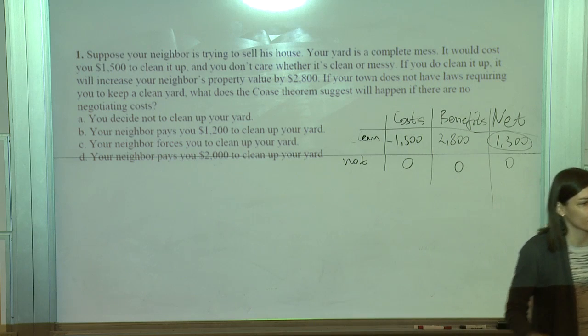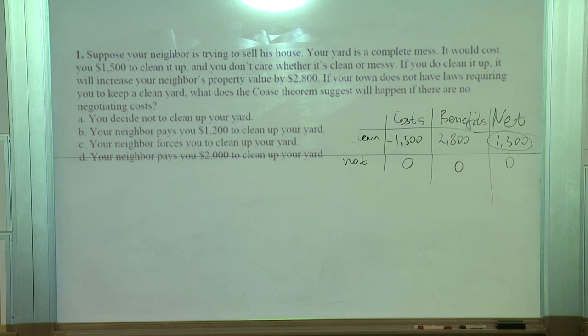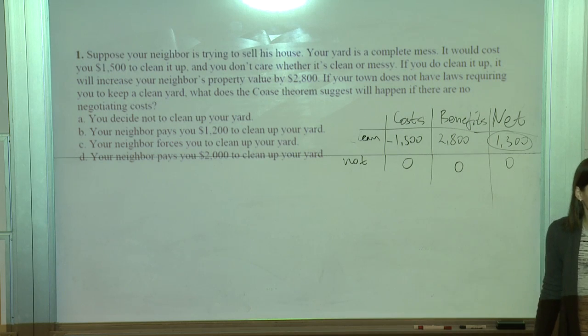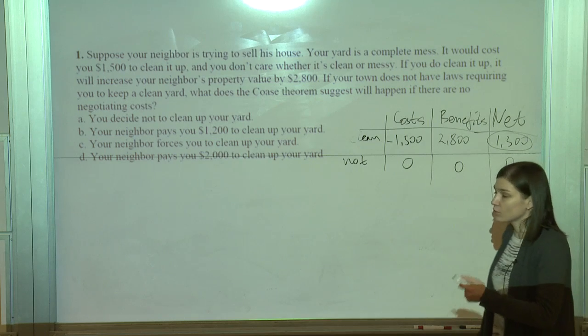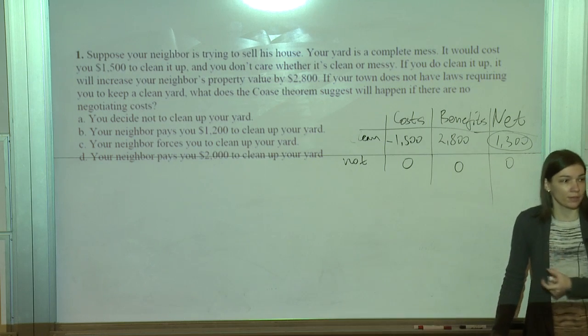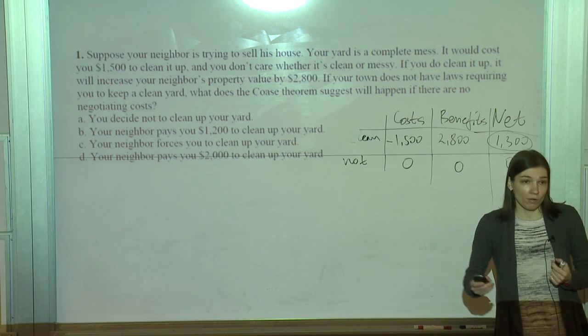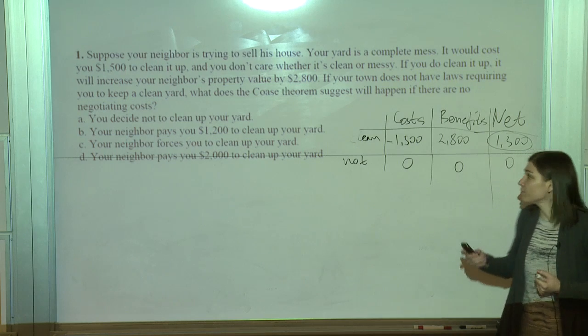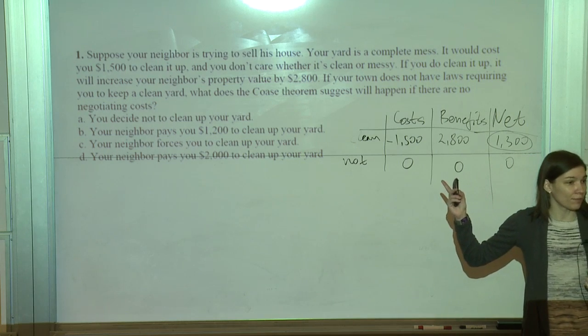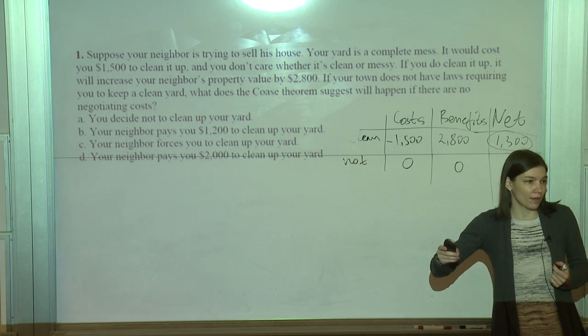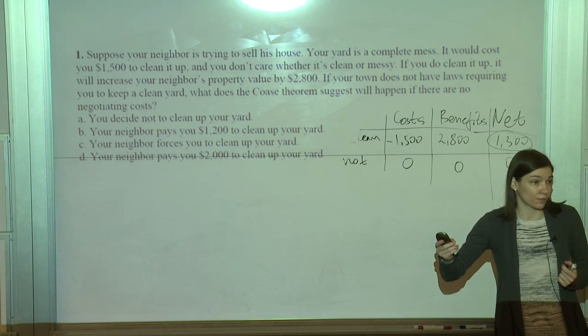You have a question? Yeah. Whenever we have Coase theorem, the answer is usually going to be in between both, right? So if like the $1,500 and $2,800, the answer is going to be in between. All right, so the question was, whenever we have Coase's theorem at play, would the answer always be in between $1,500 and $2,800? Well, that's not necessarily true. What if it were the other way around, right? What if it cost you $2,800 to clean up, and your neighbor's only benefit was $1,500?